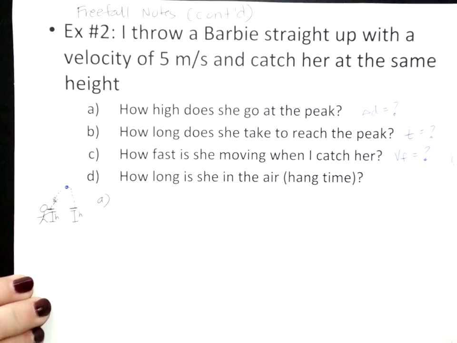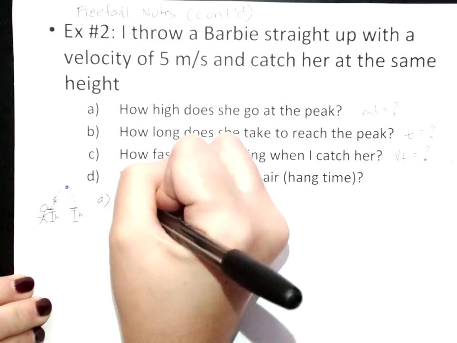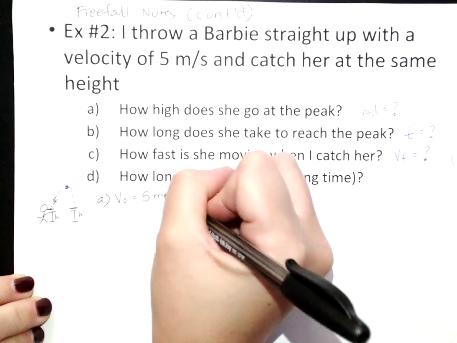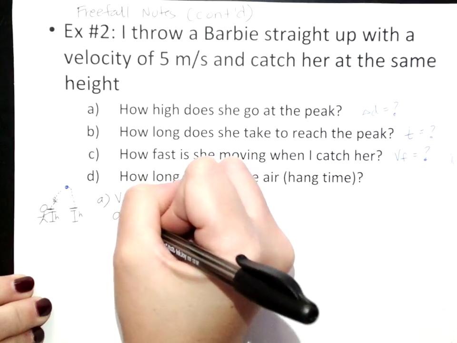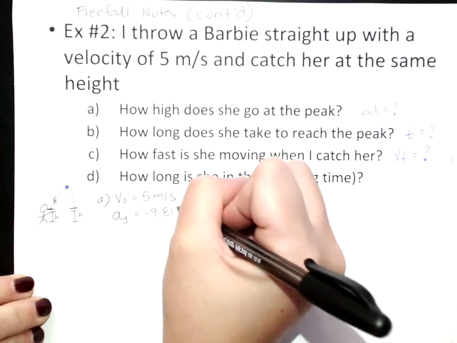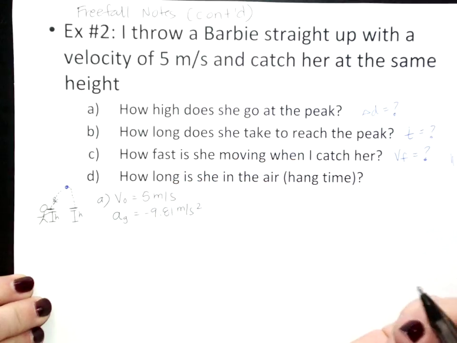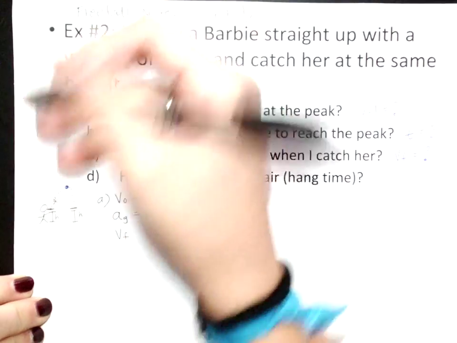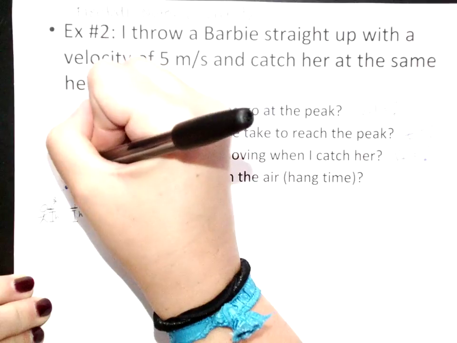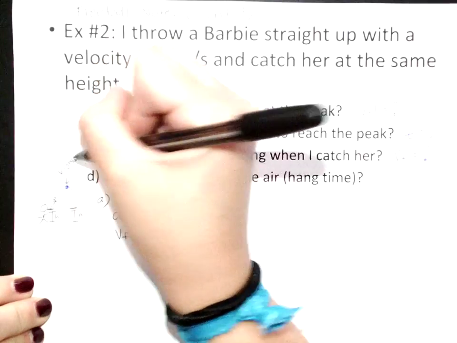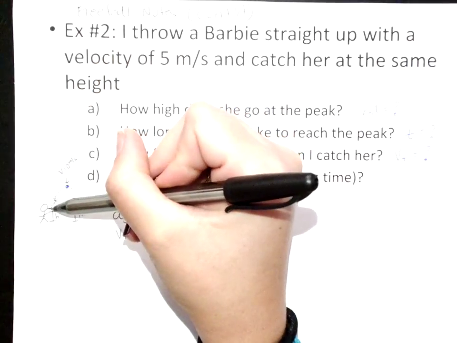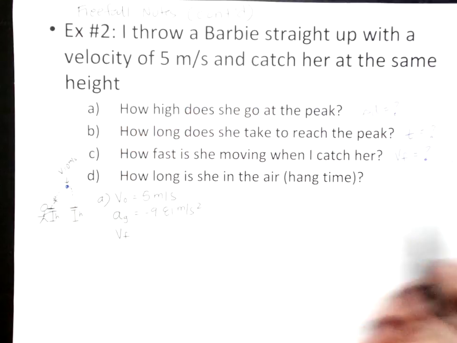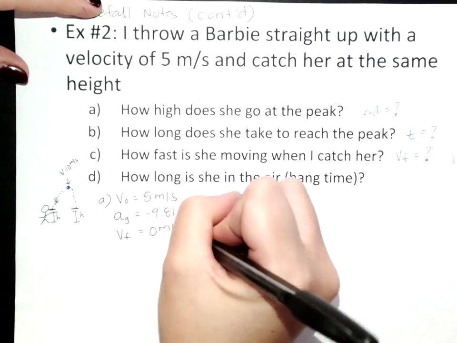So to solve for A, we want to write all of our knowns. Well, we know that her initial speed, V initial, equals 5 meters per second. We know that she has an acceleration due to gravity of negative 9.81 meters per second squared. We know that her final velocity, because she's going to come to rest at that split moment up here, this velocity at the top is going to be equal to 0. Okay, so basically the Barbie's slowing down as she comes up to the top, and then as she comes back down, she's speeding back up. Okay, so V final equals 0 meters per second.